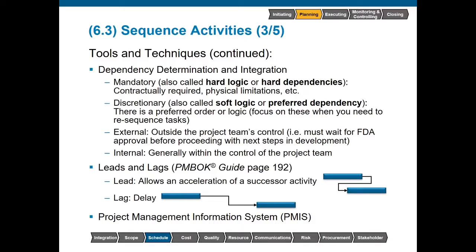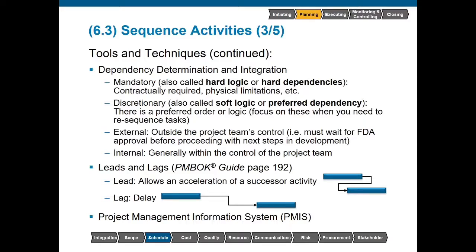A mandatory dependency is mandatory. You cannot get around this. It is somehow impossible. It's going to be illegal. It's going to be in violation of a contract. There's going to be some type of physical limitation, but it just cannot be done. So if we think about that home renovation project, we are unable to paint the walls until we hang the sheetrock because we don't have anything to apply paint to.